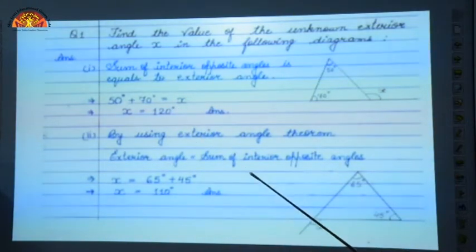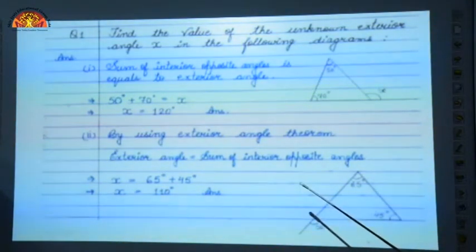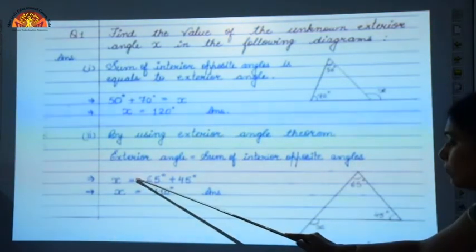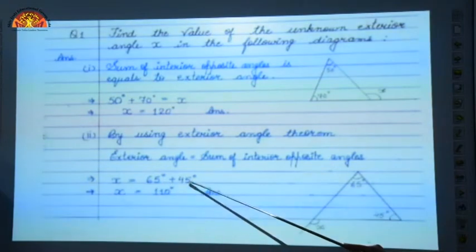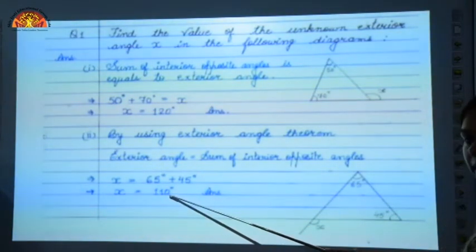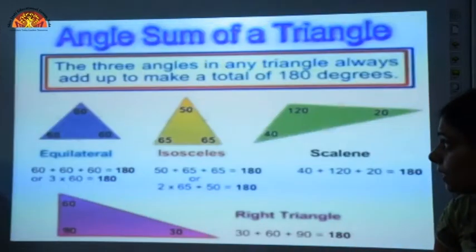See one more example. In this figure, this is the exterior angle x and the interior opposite angles are 45 degree and 65 degree. Again the same thing. So exterior angle is equals to sum of interior opposite angles. So x is equals to 65 degree plus 45 degree. So x is equals to 110 degree. I hope children you are able to understand.